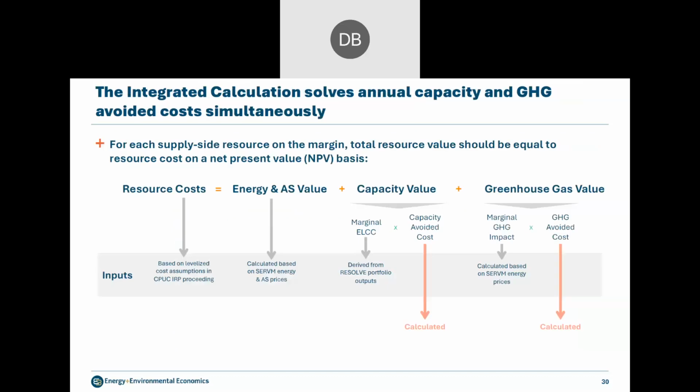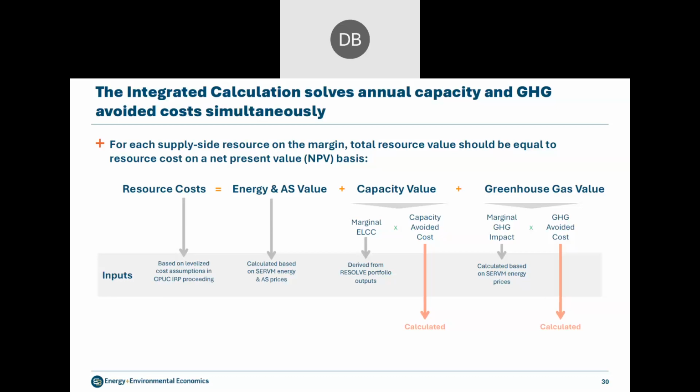This slide is essentially an equation version of the concept I described earlier. We're showing that the total resource value provided by each resource should really be equal to the resource cost on a net present value basis. So the left side of the equation is the resource cost. It is represented as levelized fixed costs that are aligned with the CPUC IRP proceeding. And then the right hand of the equation is the value of the resource. So we can divide them into energy, capacity, and GHG value. Energy value is calculated using the Servern prices or energy avoided cost.